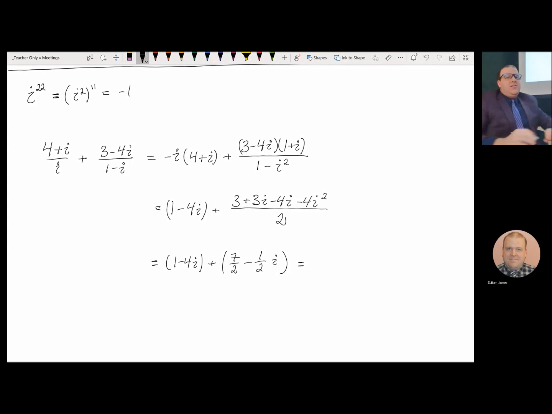All right, now adding complex numbers. Just add like terms, right? 1 plus 7/2. Then we get negative 4 plus negative a half, which is also minus 9/2. So there it is, 9/2 minus 9/2 i.